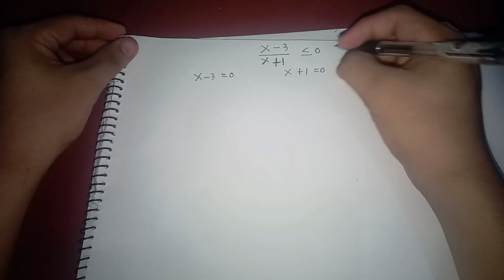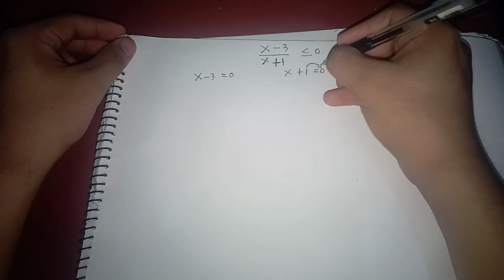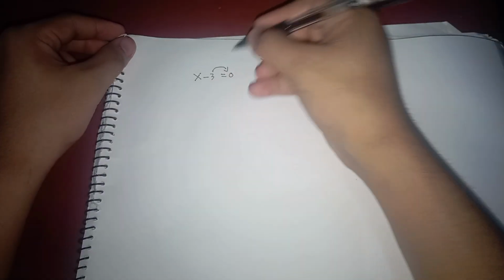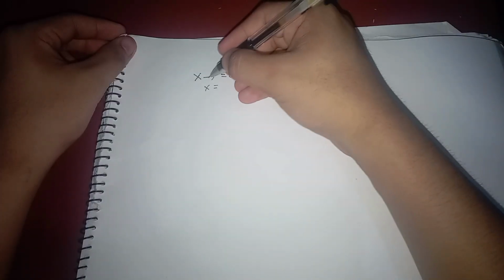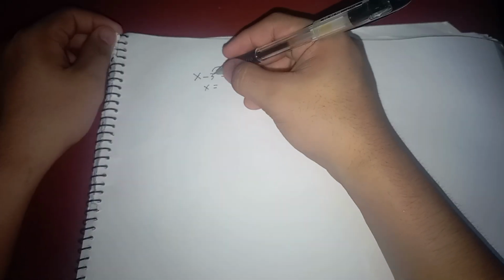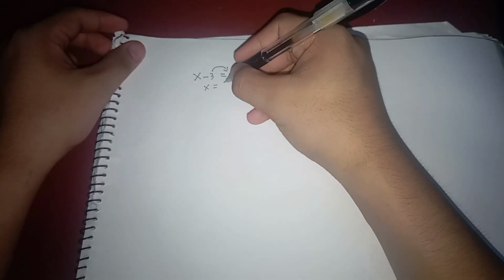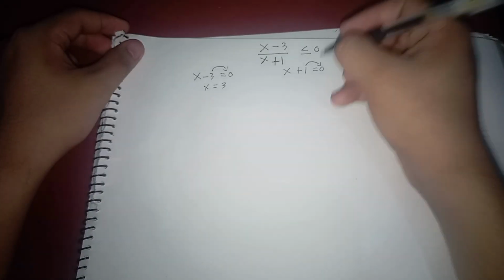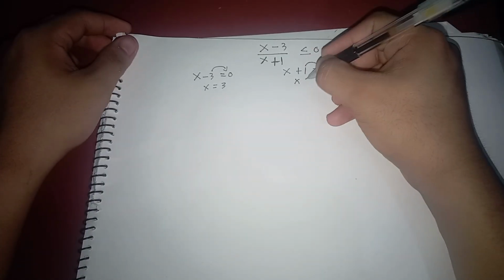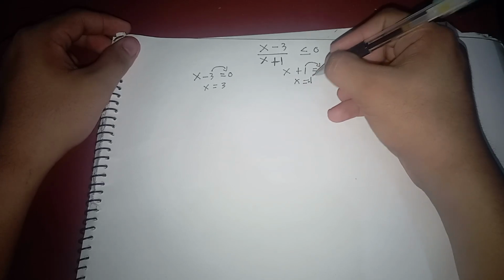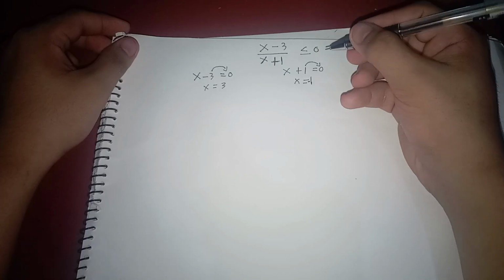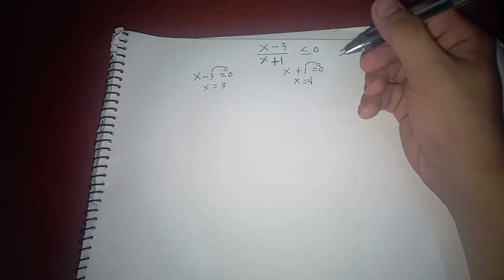Then we're gonna move the numbers over the equal sign, and this is going to change its operator. It's gonna turn into positive 3, and this one is negative 1.